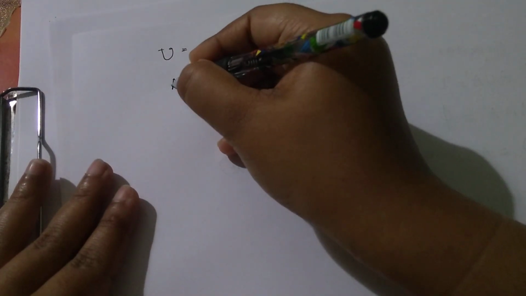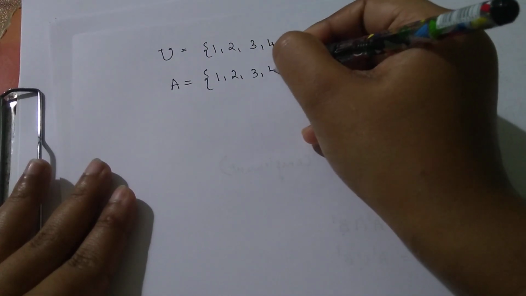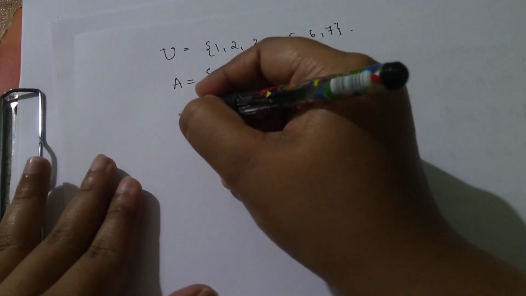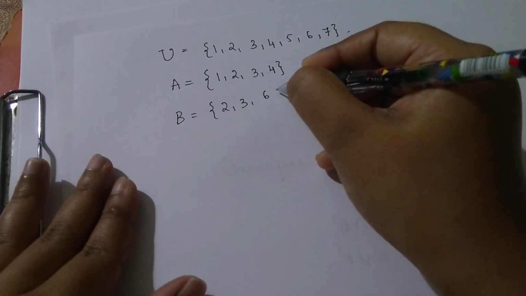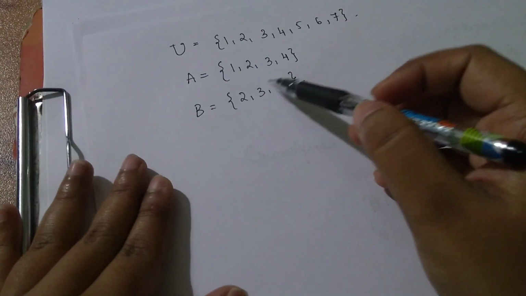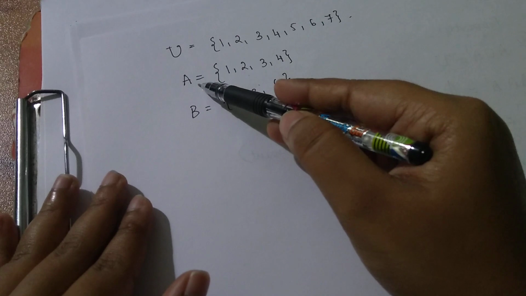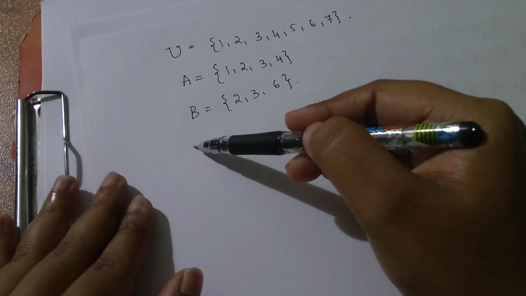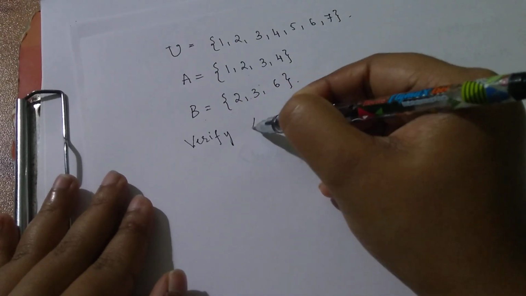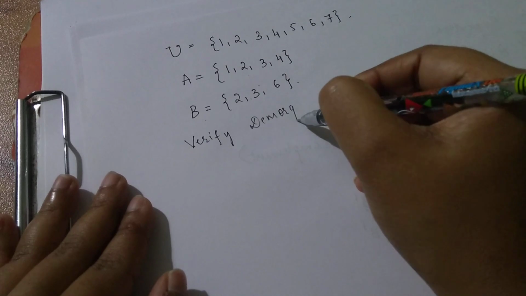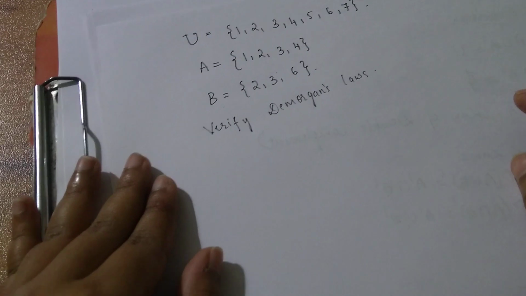Now I require two subsets, that is A and B. I take A set as 1, 2, 3, 4. Okay, B is one more set with the elements 2, 3, 6. See whether A and B are subsets of U. Yes. Now you have universal set, you have A, you have B. They'll give you the question, verify De Morgan's law. Okay, first law I have to verify now.